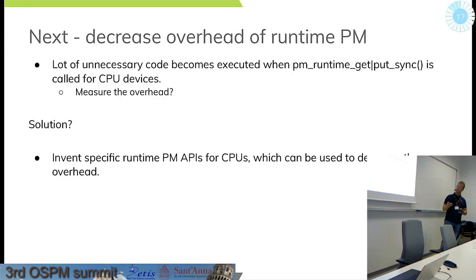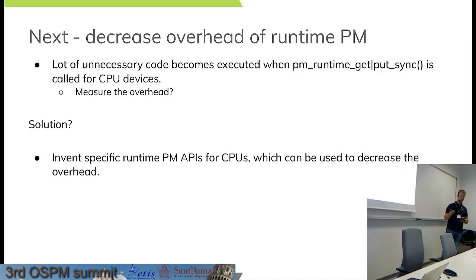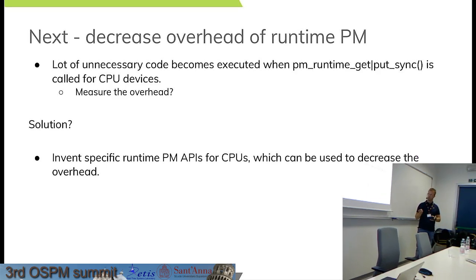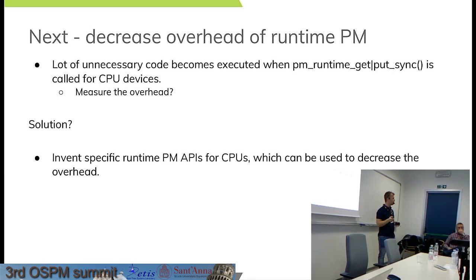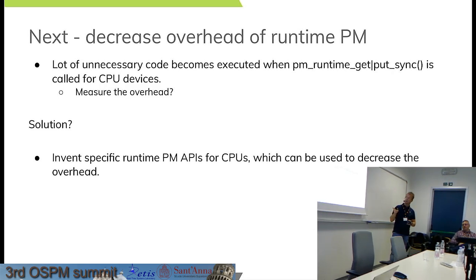I think I've already touched a little bit about this, but I've talked a little bit about latencies due to ktime get and ktime get mono, and there is more overhead inside the runtime PM core when you do these PM runtime get and put calls for CPUs. We haven't done any measurement about that overhead, but there are a couple of spin locks released and locked, and a lot of code being executed.